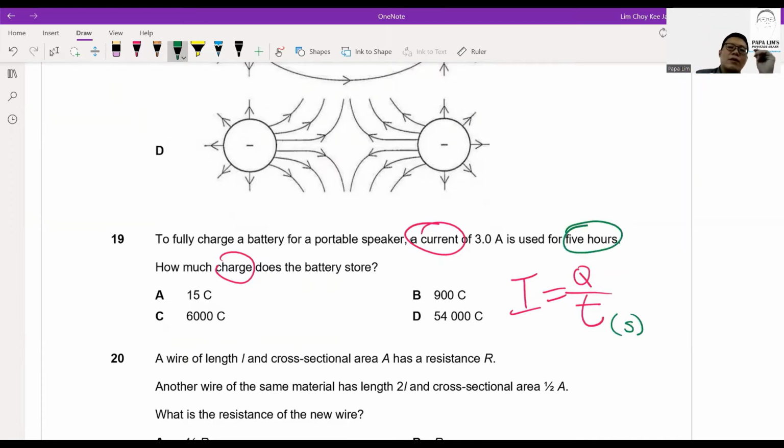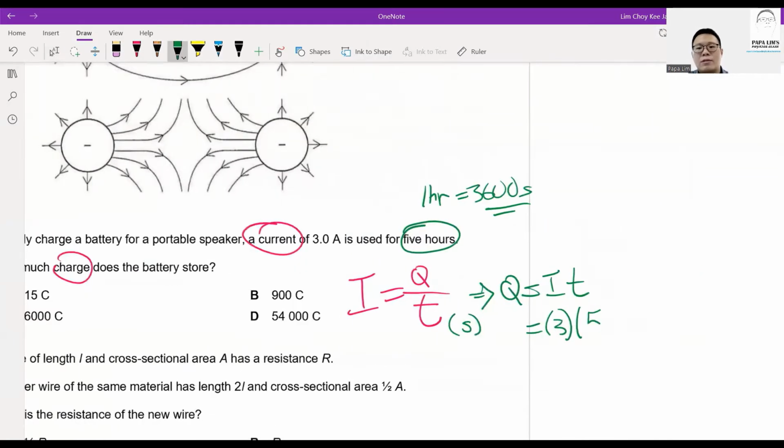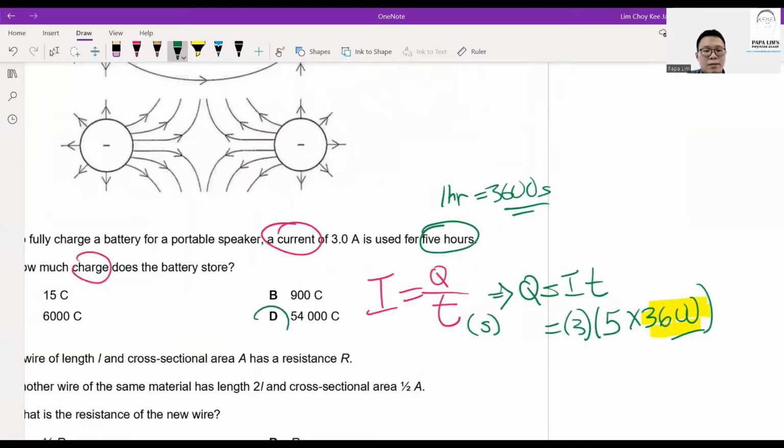So if you look at 5 hours, remember to convert to seconds. 1 hour is 3,600 seconds, so 5 hours you have to convert to seconds. Charge is I times t. Current is 3 A, but the time here is 5 hours, which I need to convert to seconds. So please take note of the booby trap here. If you convert everything to seconds and punch your calculator, you'll find the answer is D, 54,000 coulombs. It's as simple as this.